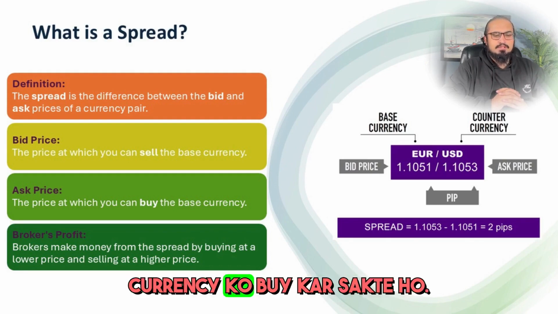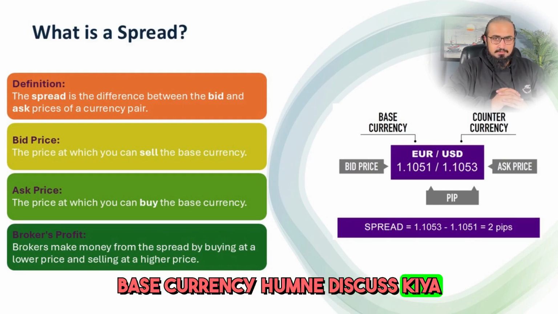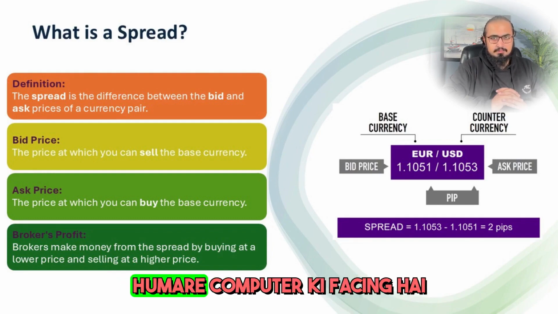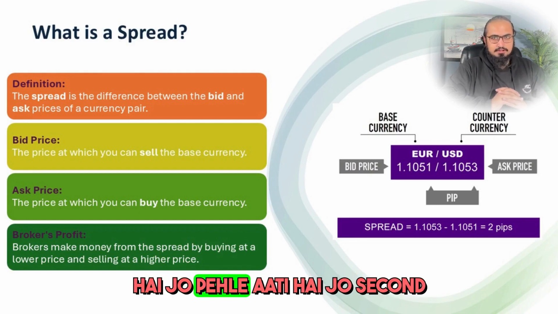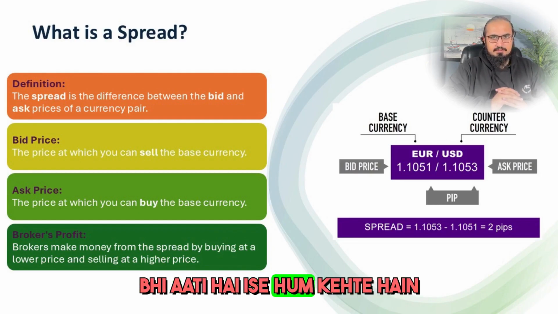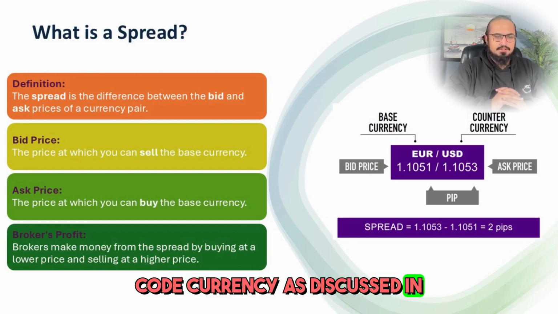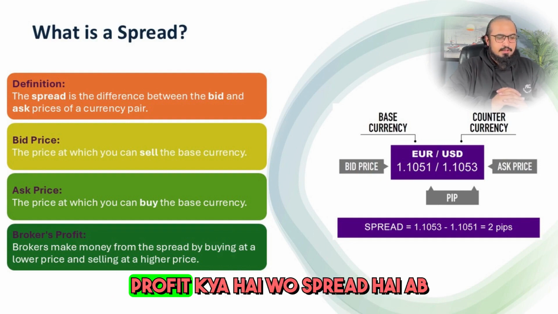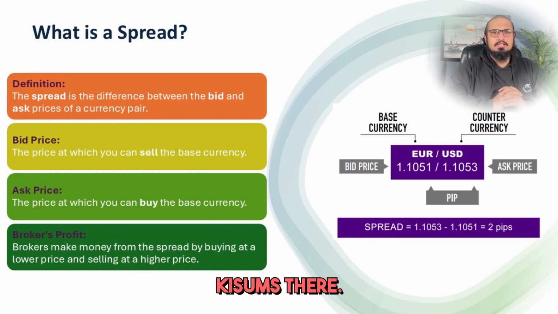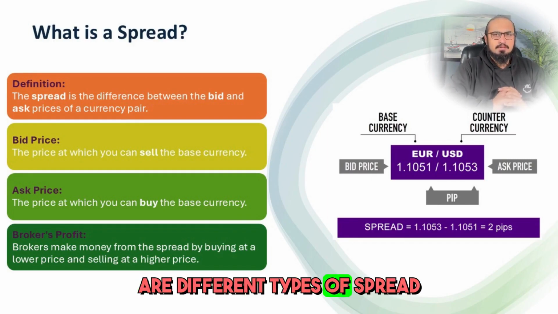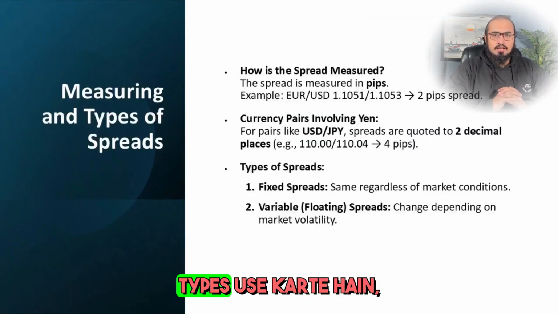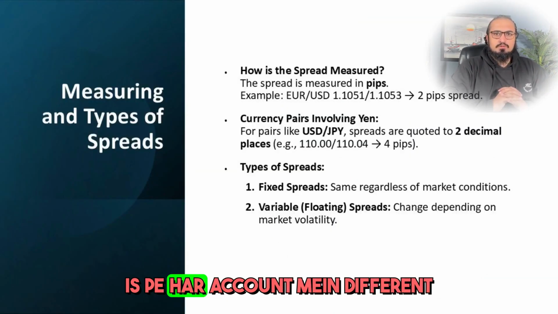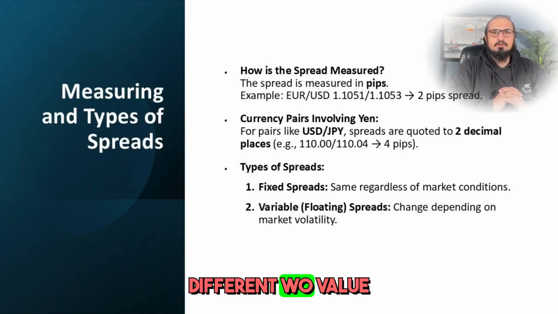The ask price is the price at which you can buy the base currency. We discussed the base currency. The base currency is the one that appears on the left side of our computer or mobile screen. The one that comes second is called the quote currency, discussed in the previous chapter. The broker's profit is the spread. Now, there are different types of spreads that we use with account types. In each account, it varies differently.